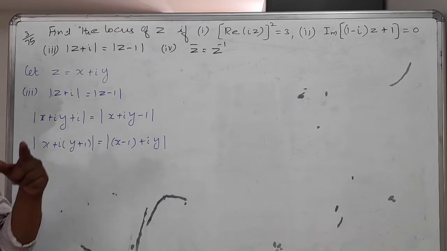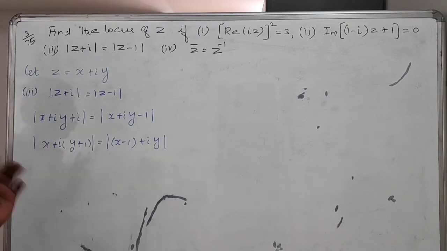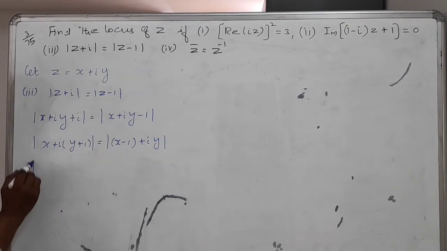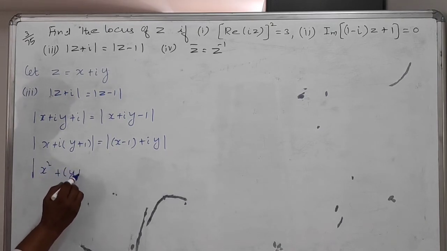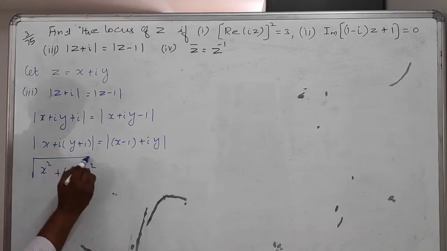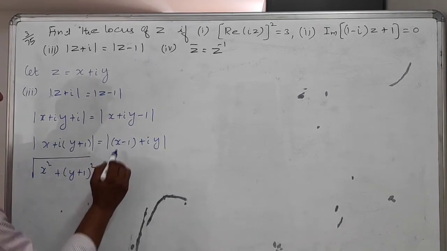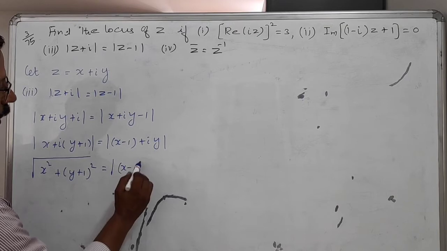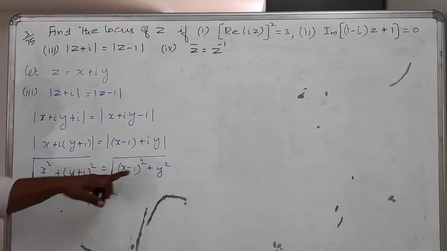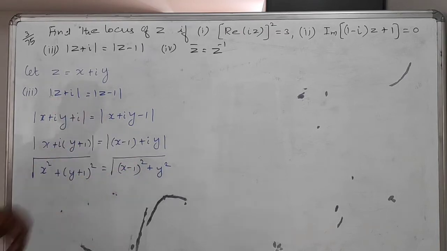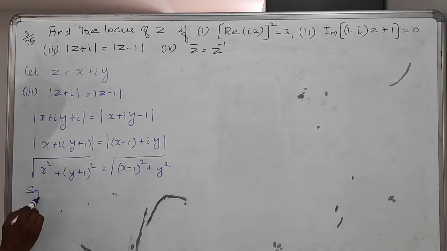Now this is in standard form, and this also is in standard form, therefore you can find its modulus. What is modulus? Square root of real part square plus imaginary part square. Therefore, the square root of x square plus (y plus 1) whole square is equal to the root of (x minus 1) whole square plus y square. Now, on both sides we have a square root, so we can square to remove the square root. Therefore, squaring.